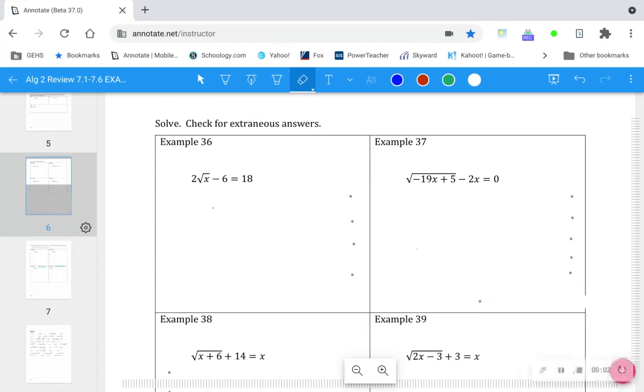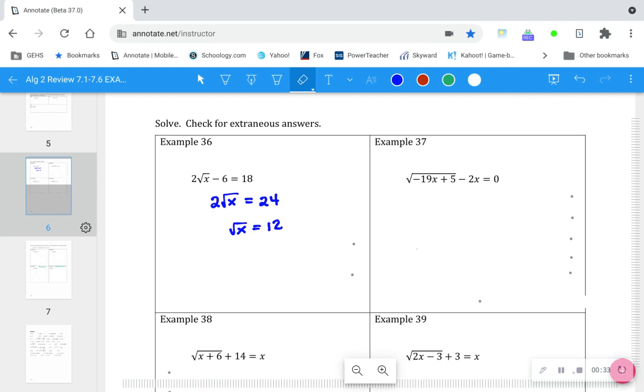Okay, this is the last installment for the 7.1 to 7.6 review for Algebra 2, and it covers problems 36 through 43. All right, we're going to start with some problems that you have to solve for the value of x, and your first goal here is to get the square root by itself. So you'll see me, first of all, add 6 on this problem, and then divide by 2, and that does that for that goal. We've got the square root all by itself.